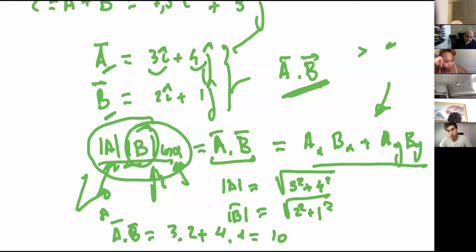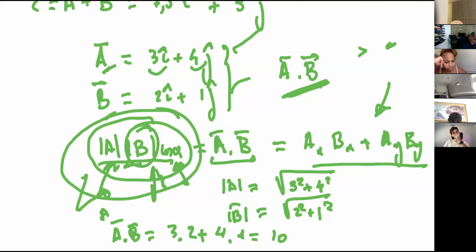Now, if they ask me what is the angle that they make, oh, now I use this side of the equation. Now I make this trick. What is the magnitude of A? The magnitude of A is the square root of 25, which is 5. And the magnitude of B is the square root of 5.